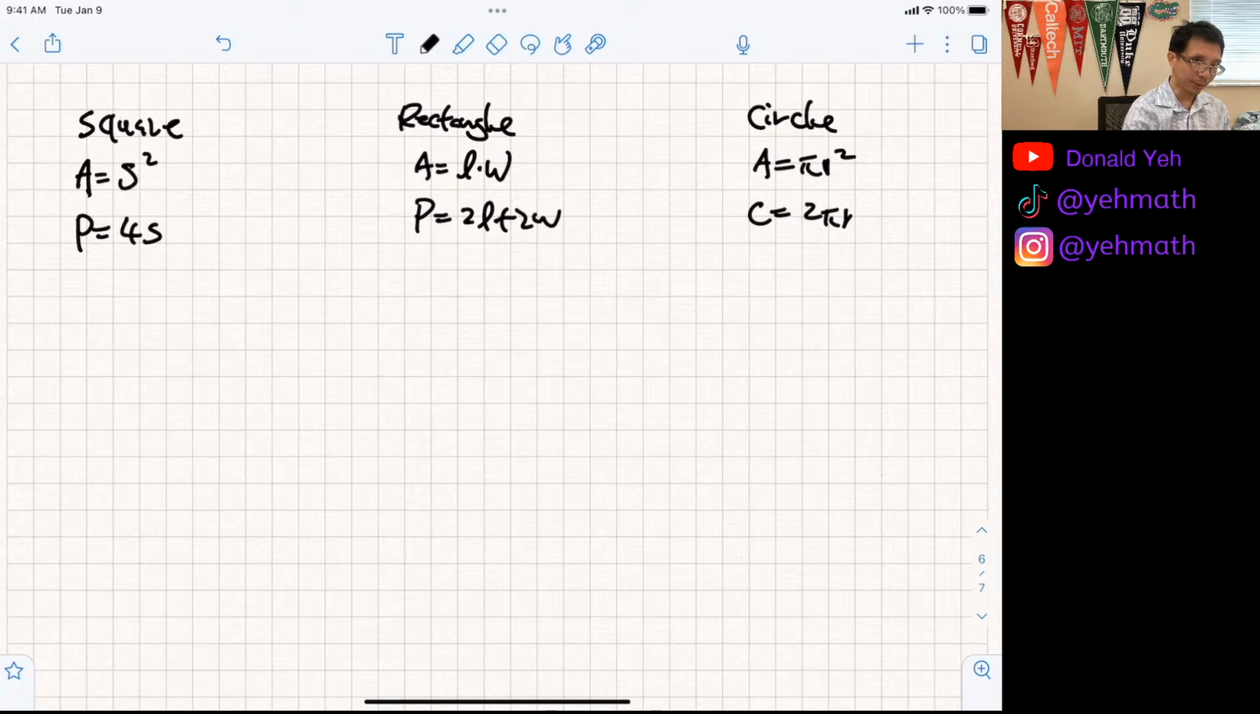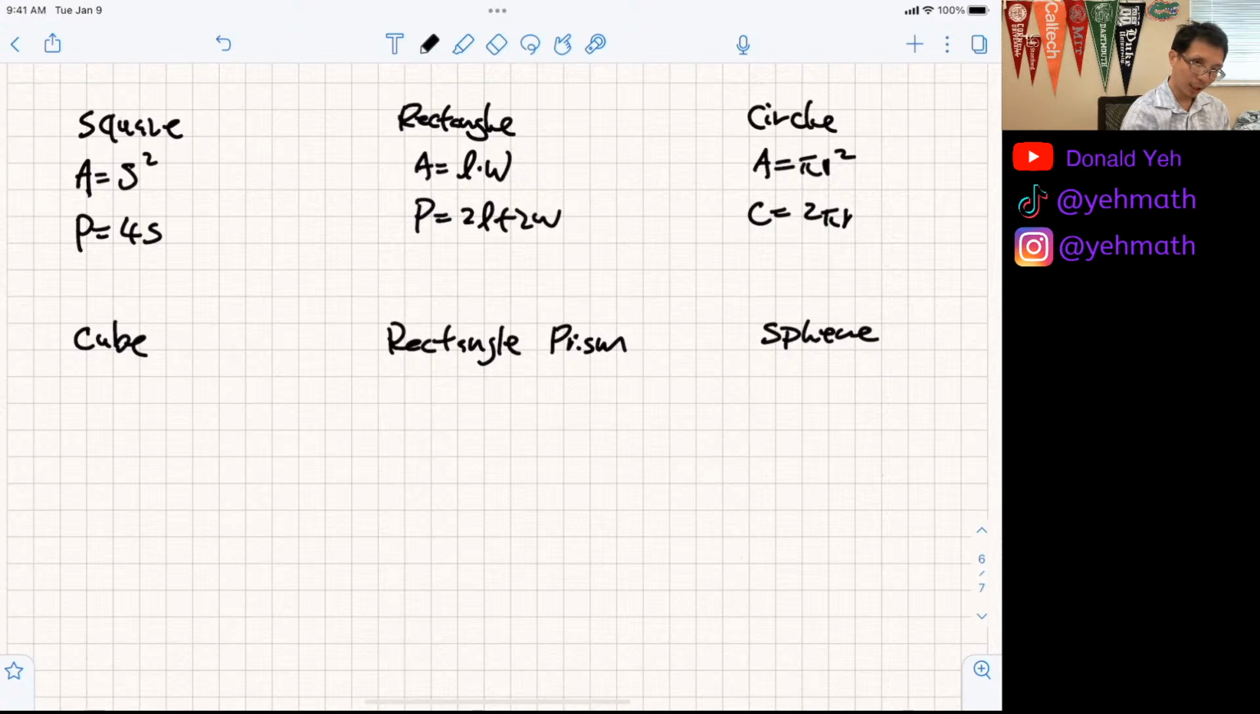So if you take a square, now I'm going to take the volume of a cube, so that I'm still talking about the same type of shape, except it's three-dimensional now. Rectangular prism, I think it's called a prism. And this is a sphere. What is the volume of a cube? Side cubed. What about the surface area of a cube?